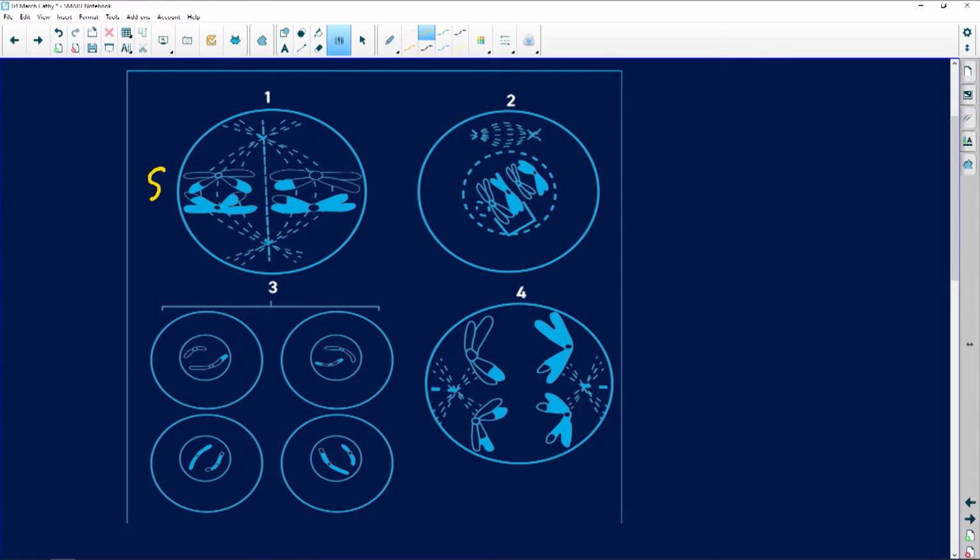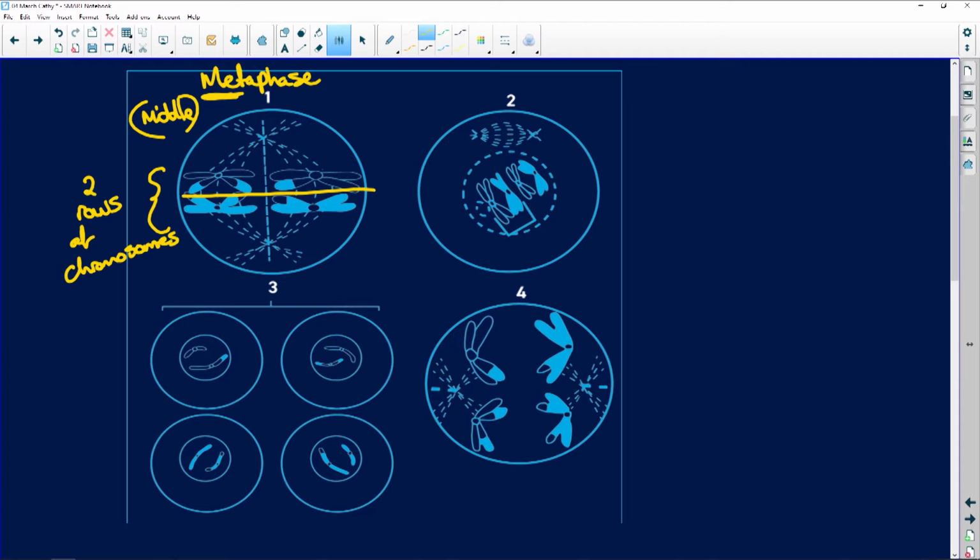Here we have 2 rows. And when we have 2 rows of chromosomes, it is therefore, what am I doing? Not telophase, see? It is metaphase. Remember, metaphase is the middle phase. Here's your equator. So meta, remember meta for middle. Okay, and which one? Metaphase 1 or 2? There are 2 rows, so it is metaphase 1.